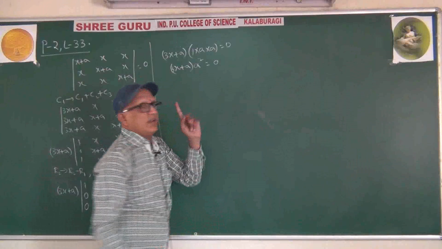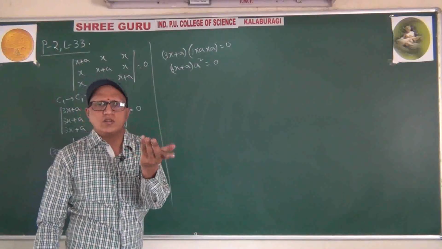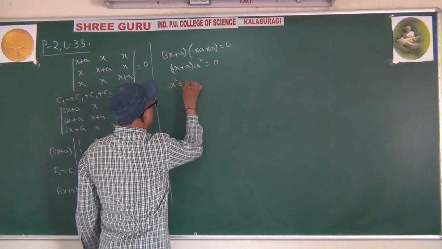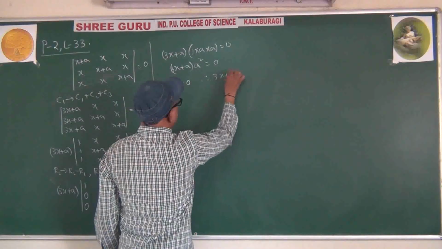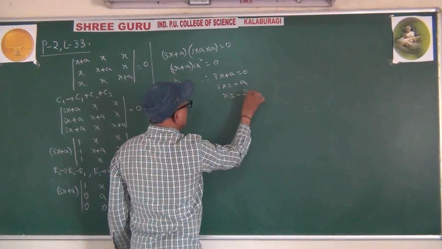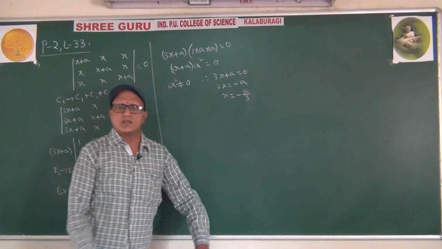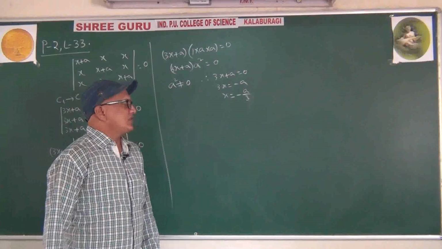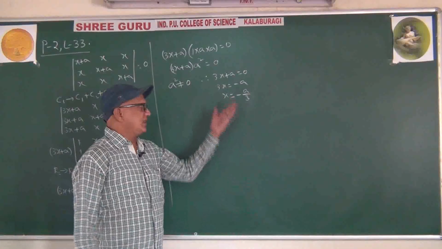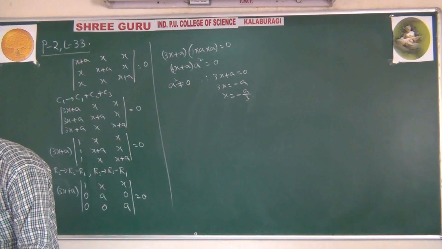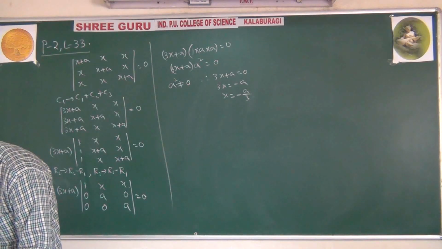In the question they gave a not equal to 0. a not equal to 0 means a square also not equal to 0. Therefore 3x plus a equal to 0. Question is solved. It is understood that solve for x is the question. Okay, x equal to minus a by 3. That is the answer. x equal to minus a by 3.